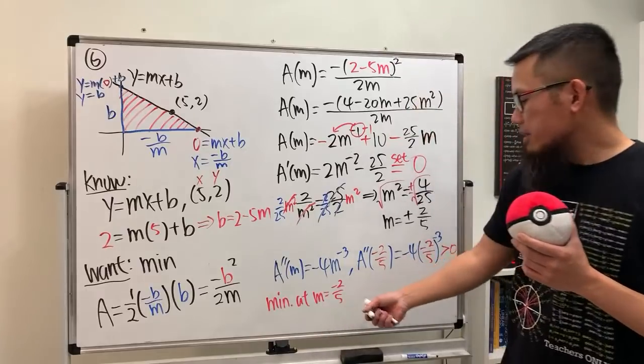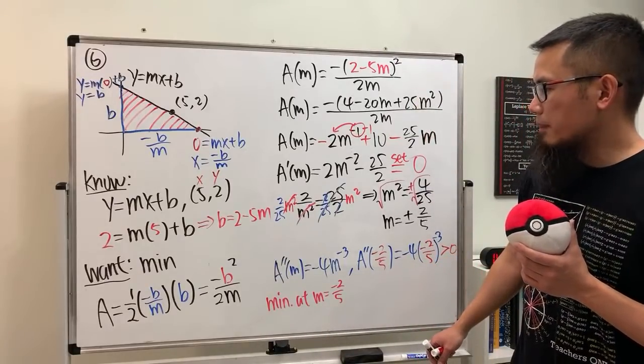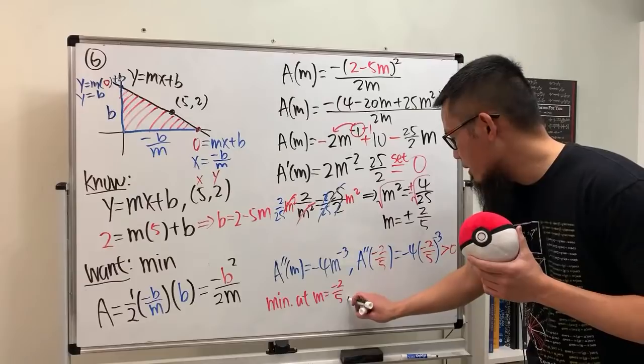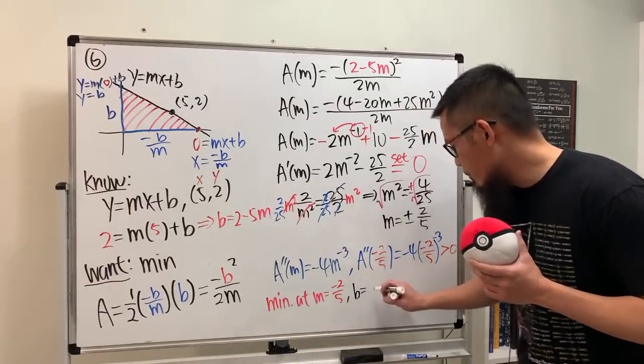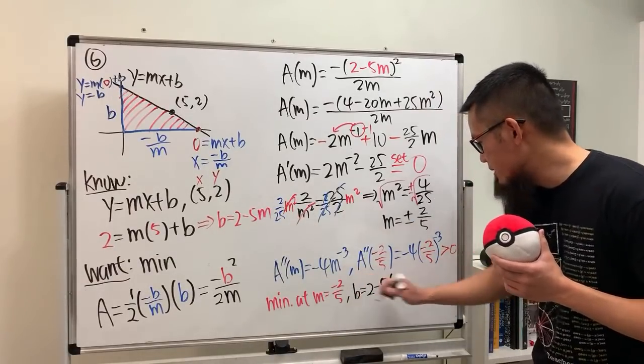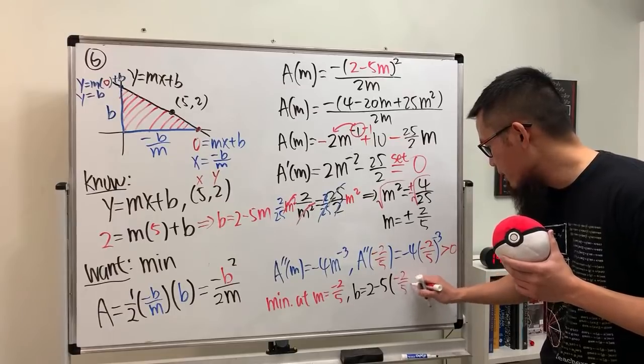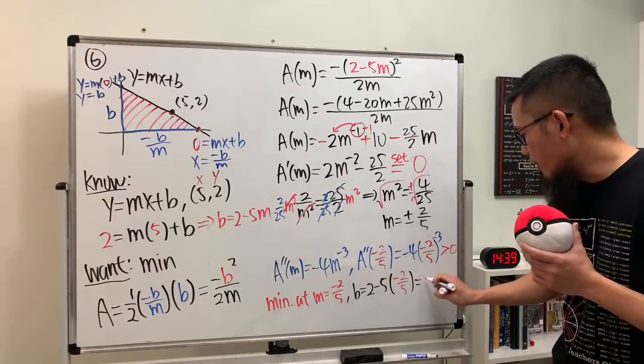And now, because m is equal to negative 2 over 5, what's the b value though? Let's put that down right here. b will be 2 minus 5 times the m, which is negative 2 over 5. Work that out, you will get 4.